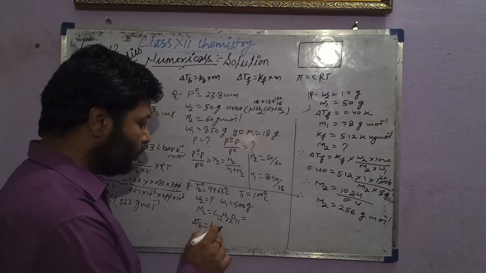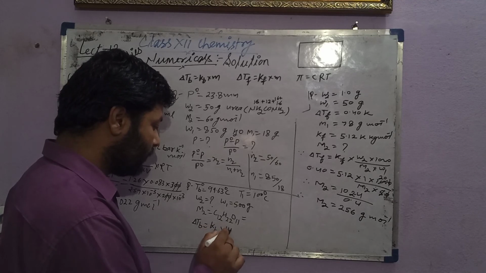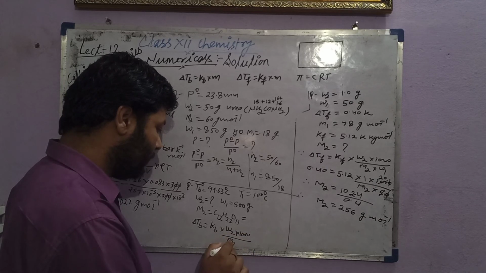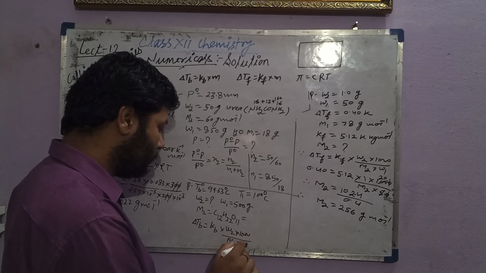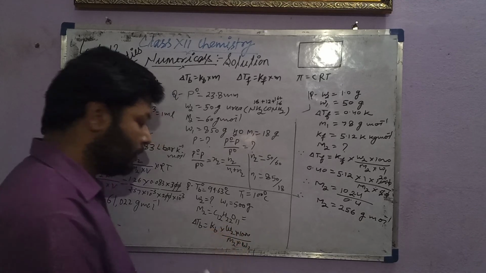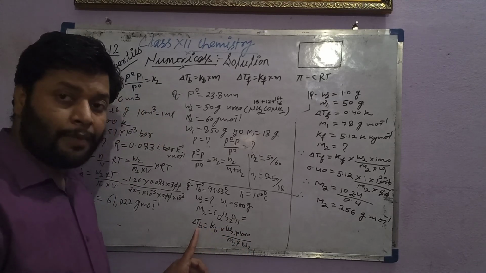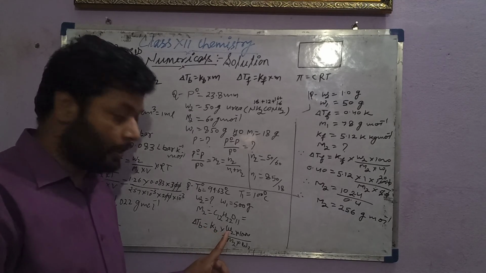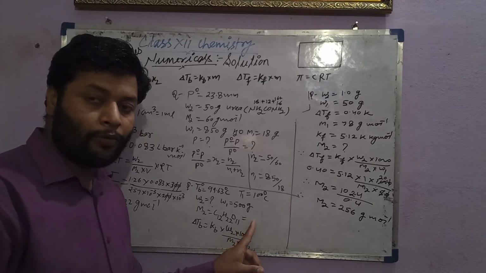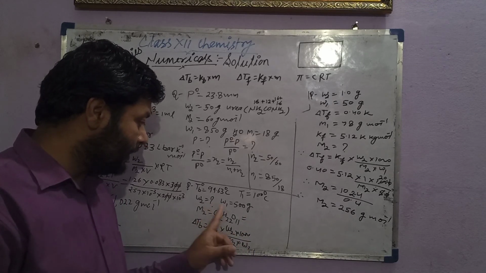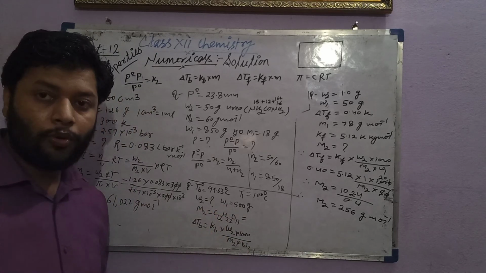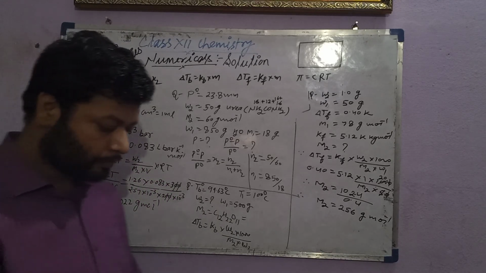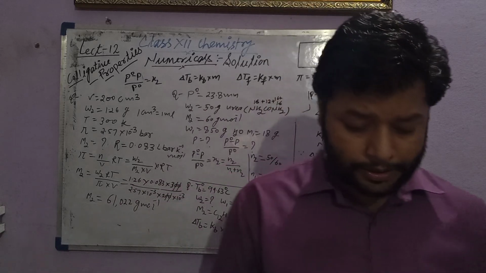So delta TB equals KB into m, where m is W2 into 1000 upon M2 into W1. Just use the value of delta TB as 0.37, KB as 0.52, W2 which you have to calculate, M2 which will be known after the calculation, and W1 as 500 gram. Just put in the values and you will get the value of W2. This is one of the questions from the in-text.